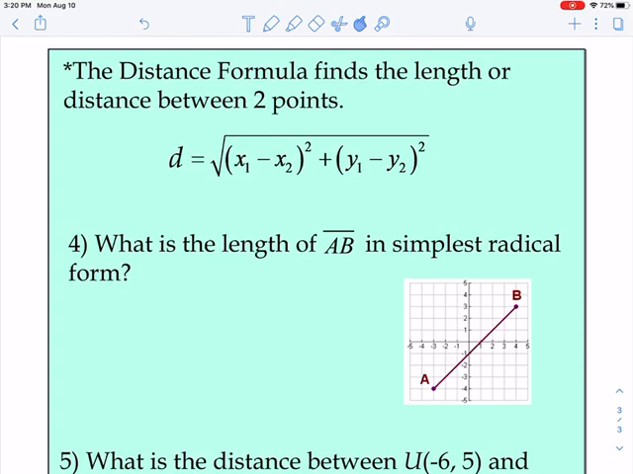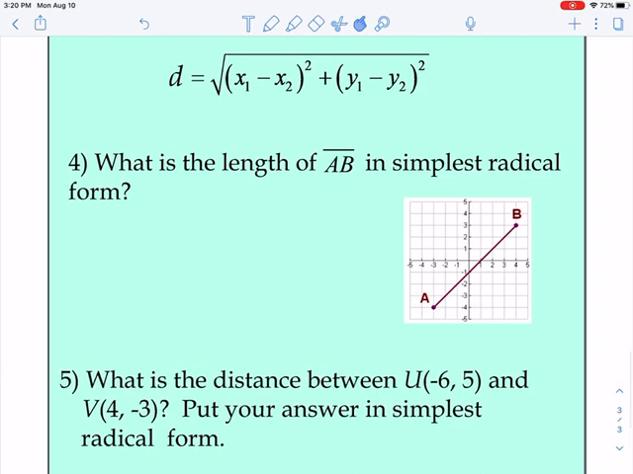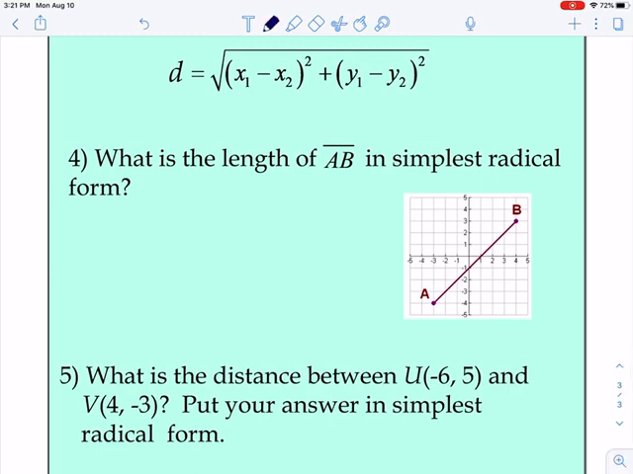So for number 4, we want to know what the length of AB is, and we want that in simplest radical form. So again, we'll bring in our simplifying radicals from that last section. Well, the first thing that I need to know is what A and B are as ordered pairs. So if I count to get to A as an ordered pair, A is going to be the point negative 3, negative 4. And again, if I count over to get to B, I'll have to go to the right 4 and up 3. So as an ordered pair, that is going to be 4, 3.